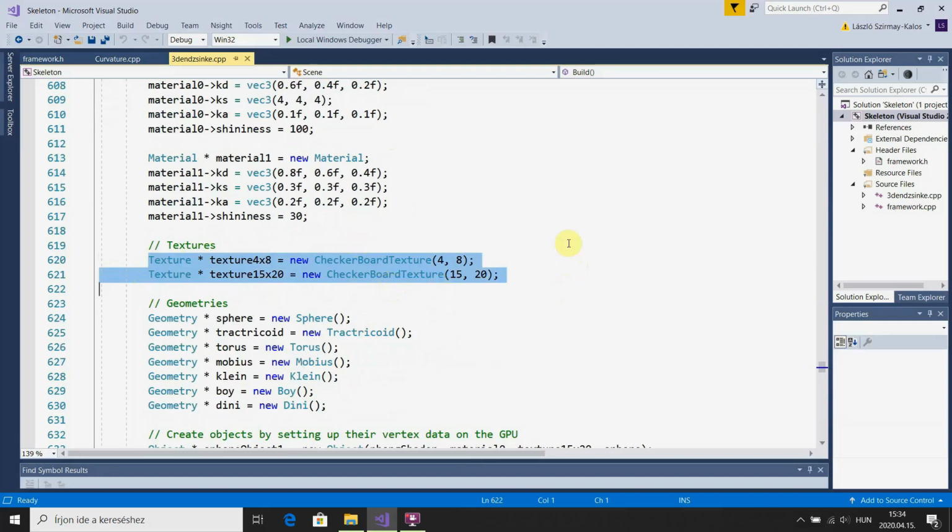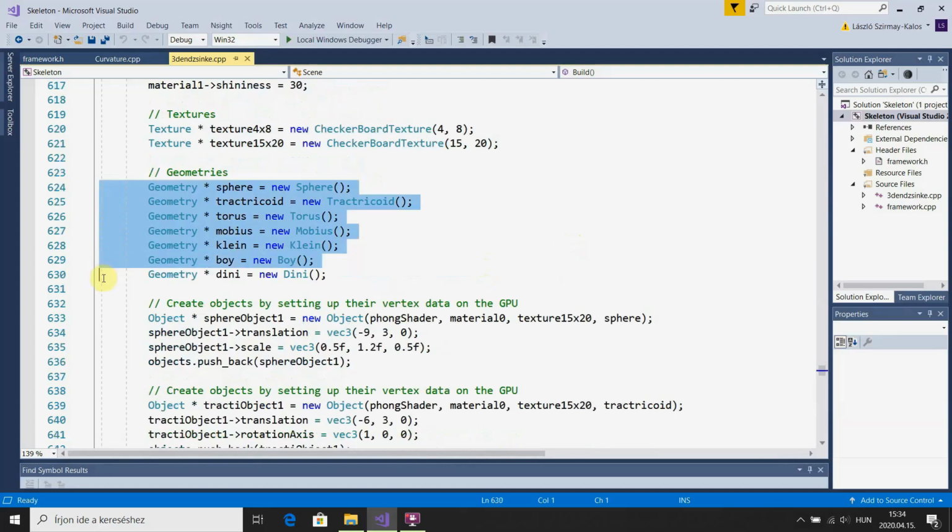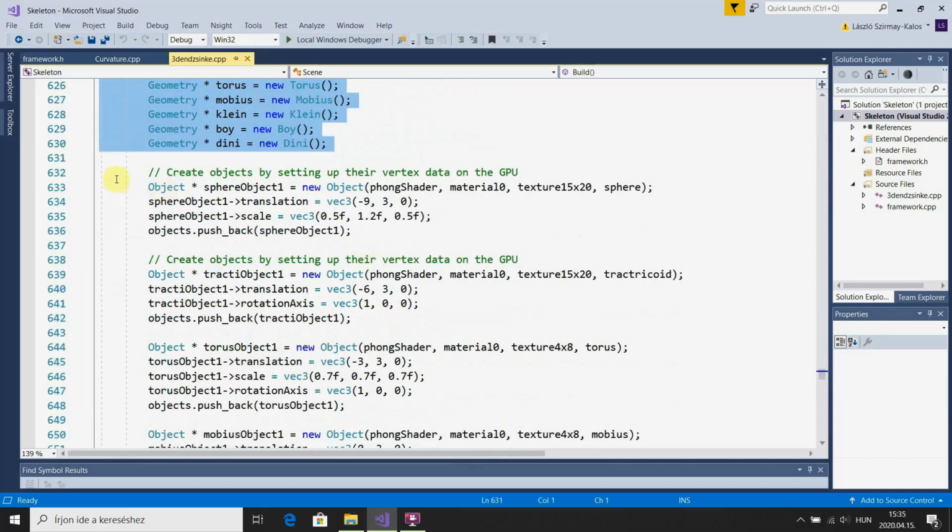Both of them are checkerboard textures. We have just this single texture type, but they are different in the number of rows and columns of the checkerboard. The prepared geometries are the sphere, tractricoid, torus, Möbius strip, Klein bottle, Boy surface or Dini's surface. Then the creation of real objects starts.